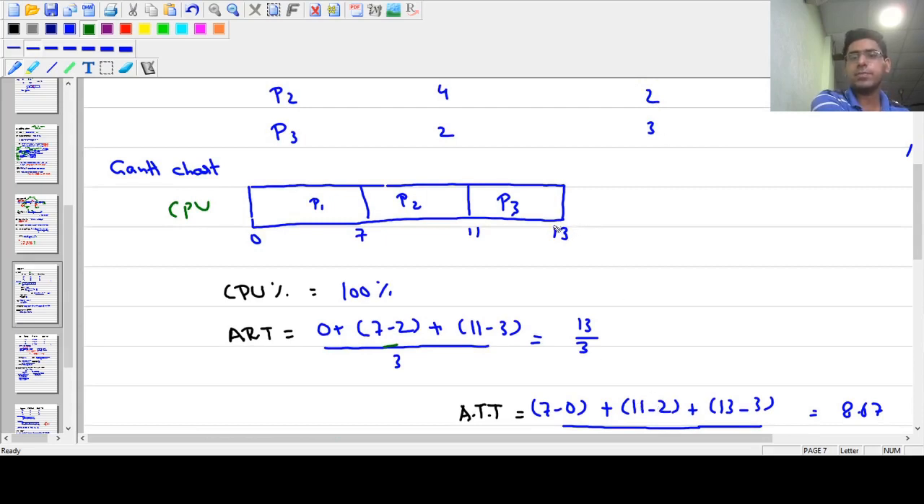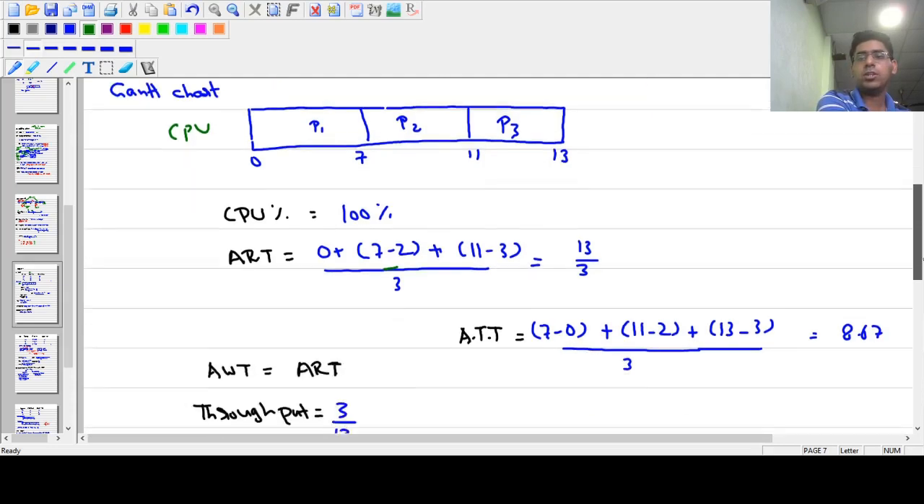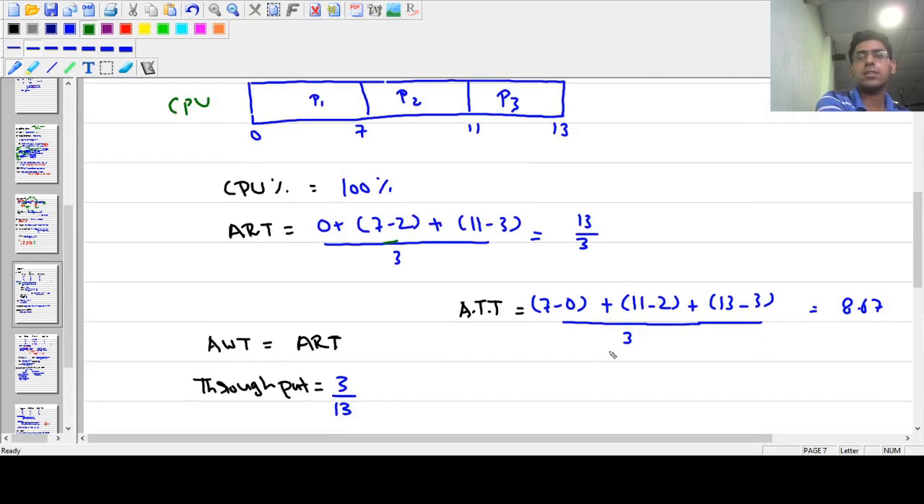Process P3 is getting over at 13 millisecond and it came to the ready queue at what time? At 3 milliseconds, so 13 minus 3, upon total number of processes, which is 3, that is 8.67.